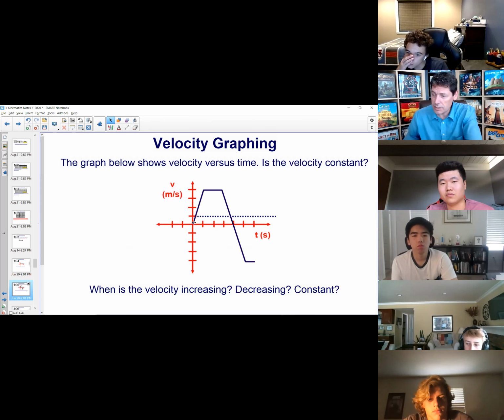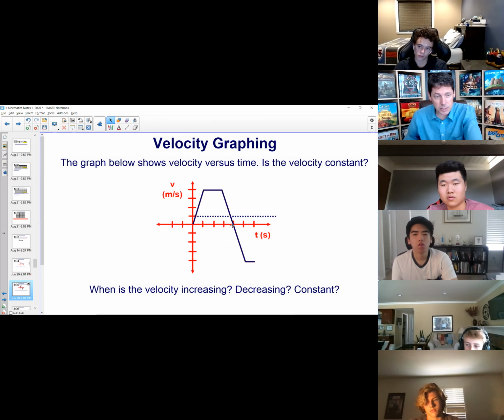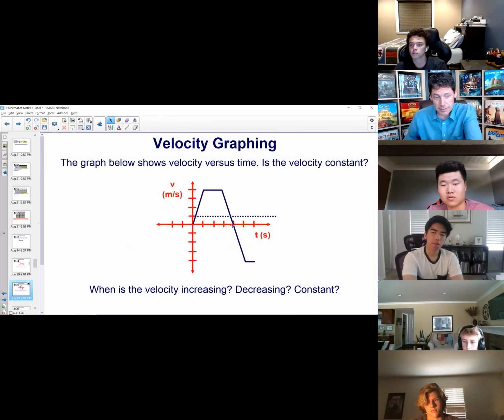So pretty easy, right? I mean, we can see it's going from 0 to 4, so it's getting faster. It stays at 4, so it's constant. It's going from 4 to 0, so it's decreasing. Here's the tricky part. What about this segment going from 0 down to this plateau? What's happening here? Changing direction. It did change direction, but what's happening to the velocity itself? Is it increasing, decreasing, or constant? Its magnitude is rising, I guess. Yeah, it's actually increasing.